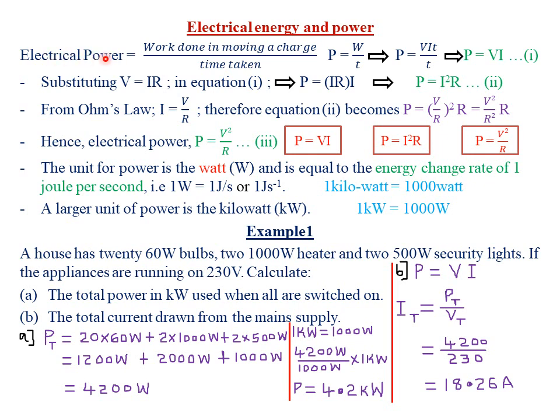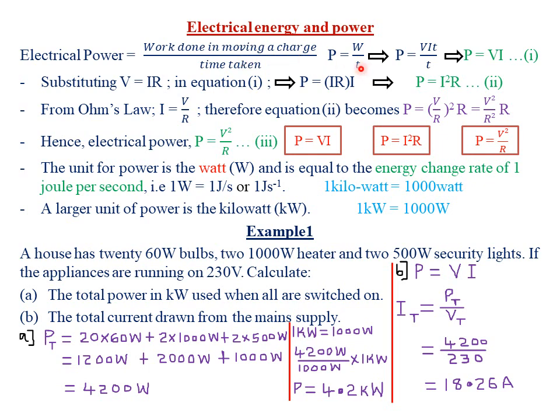So we can define electrical power as the work done in moving a charge per unit time. Therefore, electrical power will simply be equal to the work done in moving a charge divided by the time taken for that particular charge to be moved from one point to another. So electrical power, denoted by capital P, will be equal to the work done in moving a charge, denoted by capital W, divided by the time taken to move that charge, denoted by small t.